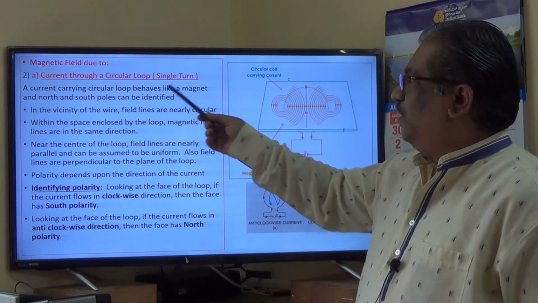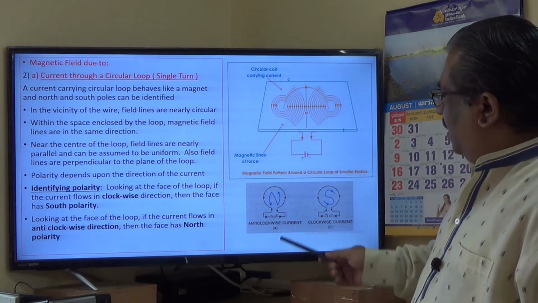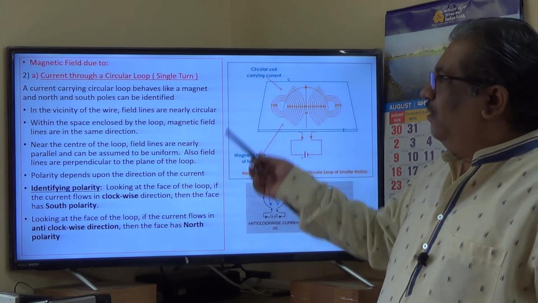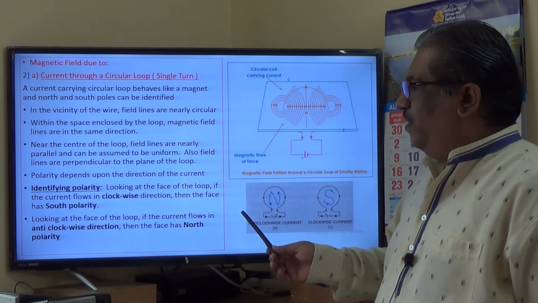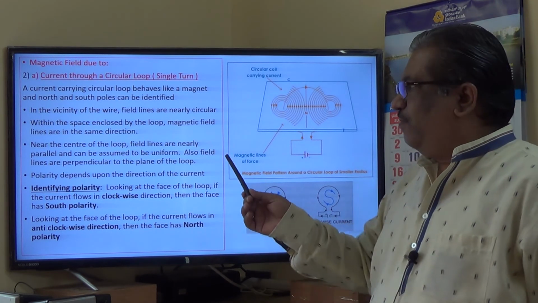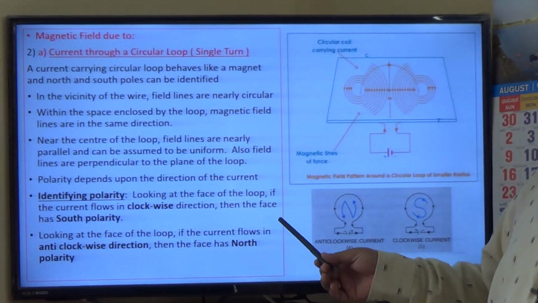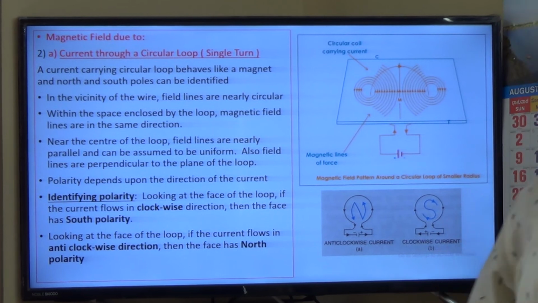So current through a circular loop, which is a single turn. This is the diagram. You need to note down the diagram also, and this is a clock rule which I have explained. All these points are important. You need to make proper notes. Pause the video and you can make the note, and the camera can be focused to have a closer view of the PPT.